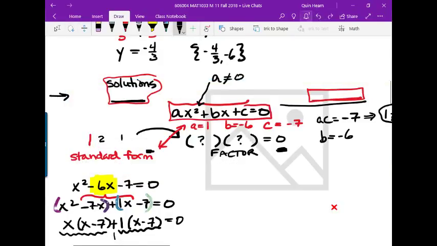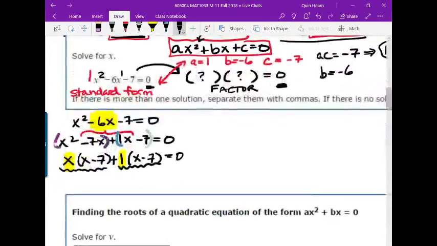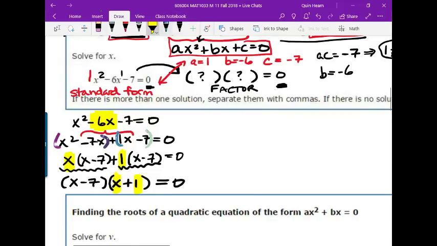So what do we do next? We are going to factor out the x minus 7, and let's just notice what's left behind in each term. The x and the 1 are going to be left behind. So we have x minus 7 times x plus 1 equals 0. There's that x and that 1 that were left behind. We've factored out from there.